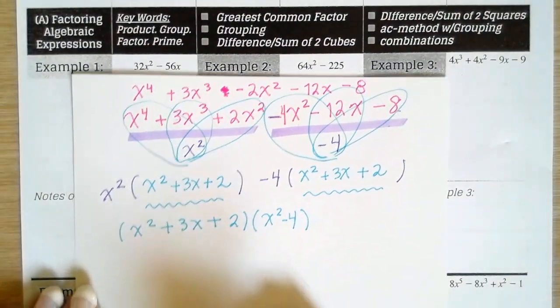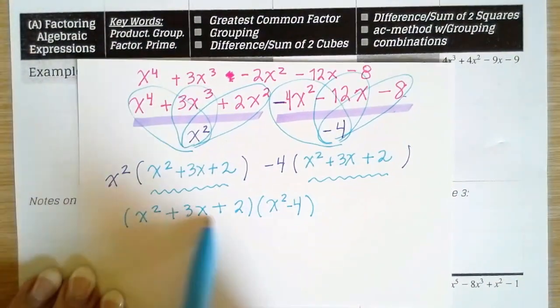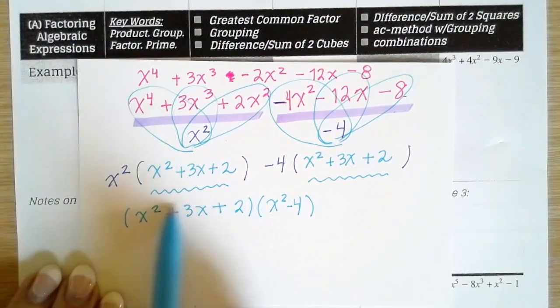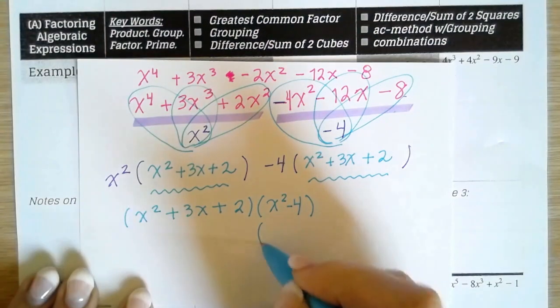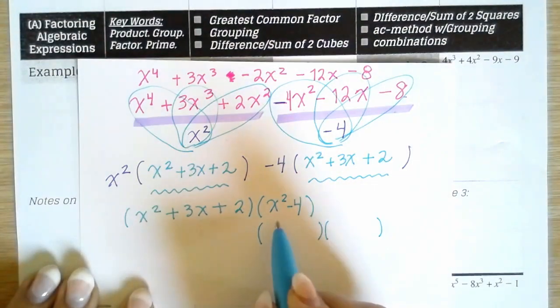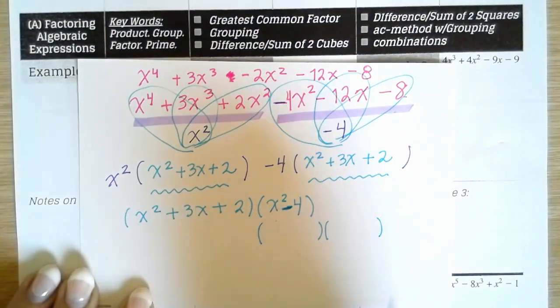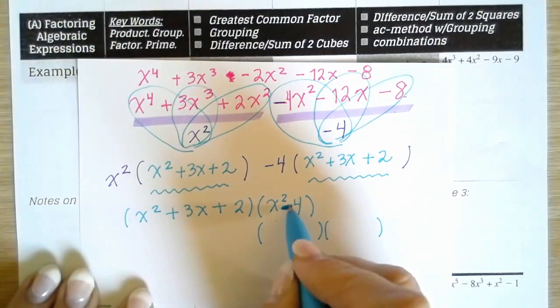Now, we're not totally done factoring because actually I can factor this part and I can factor this part. The one on the right is pretty easy. I will do that in the next video. That's going to be what we call the difference of two squares. So if you need help with that, definitely you're going to watch the next video for that. I'm going to separate them.